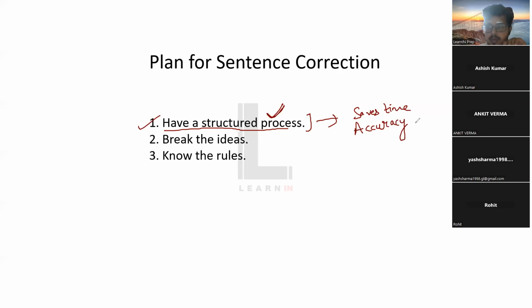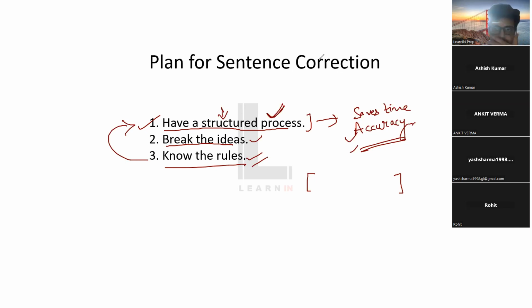Is there anything that we need apart from this? Apart from this, do you need anything? Saving time and accuracy. Right. Okay. Fine. So let us see this. Break the ideas. How do we break the ideas? We have to break the sentence so that accuracy increases, right? And we have to know the rule, right? On the basis of that rule, we would apply this structured process so that we can get the requisite marks.